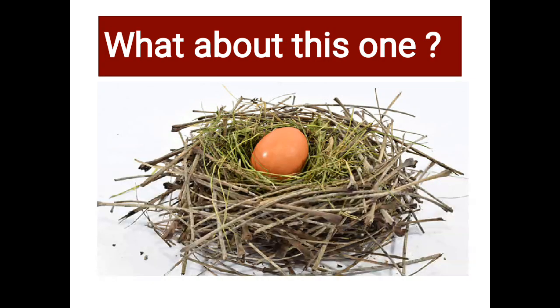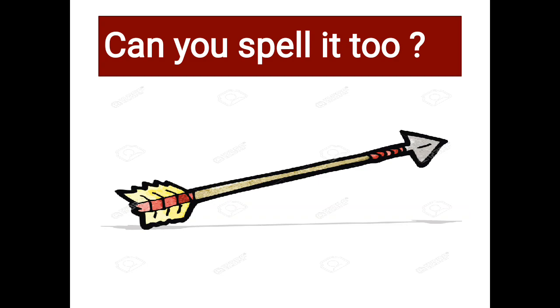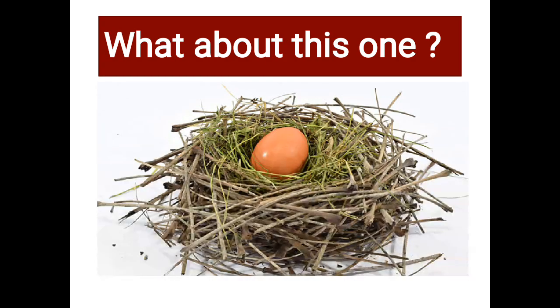What about this picture? What is this picture? Do you know it? Can you identify it? Yes, I know you know it. It's a nest. This is a nest. A nest is where birds live, where birds lay their eggs. Now, how do we spell the word nest? I know you can spell it. It's easy peasy lemon squeezy. Very easy to spell. You can sound it or you can spell it, whichever way. N-E-S-T.